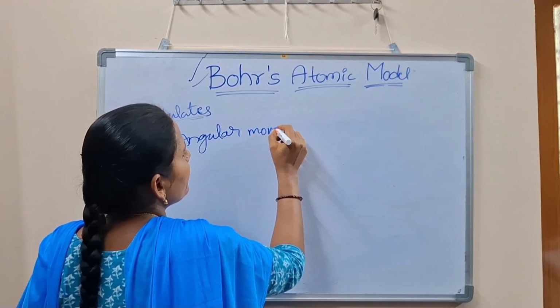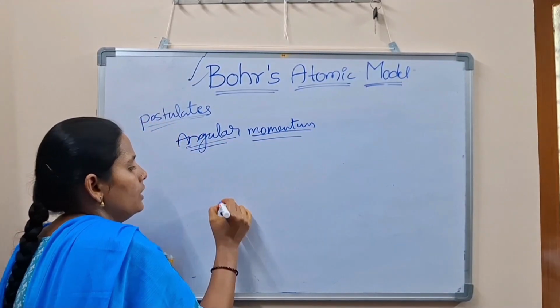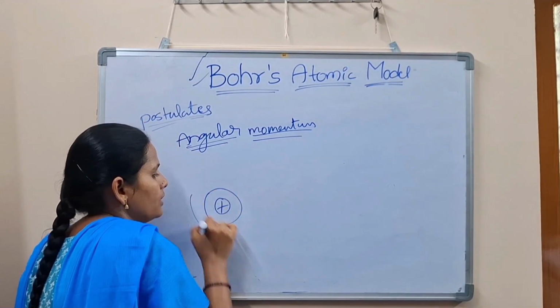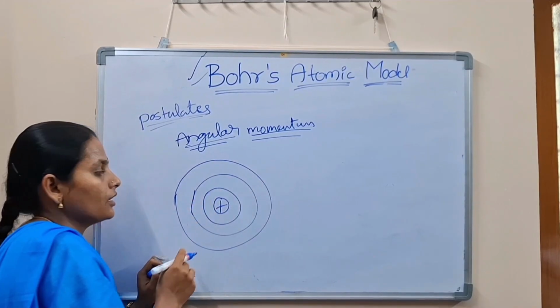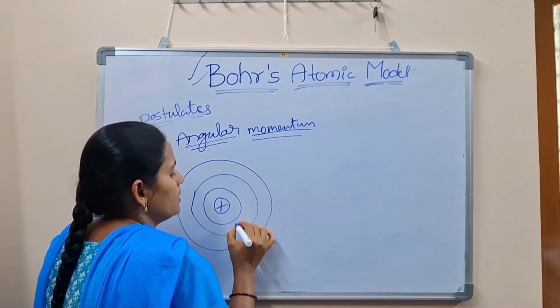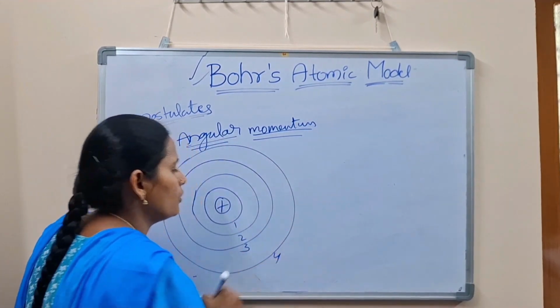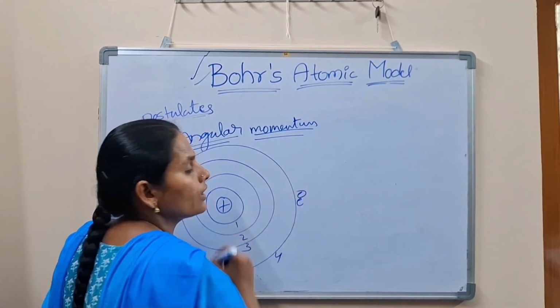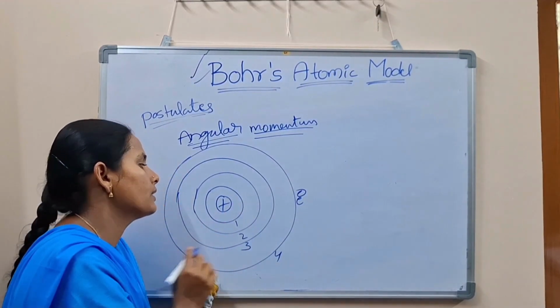Angular momentum. This is the nucleus. These are the stationary orbits according to our favorite scientist Niels Bohr. This is the first orbit, second orbit, third orbit, and this is the fourth orbit. The electron is revolving around in the fourth orbit. We are assuming that this is a nucleus.